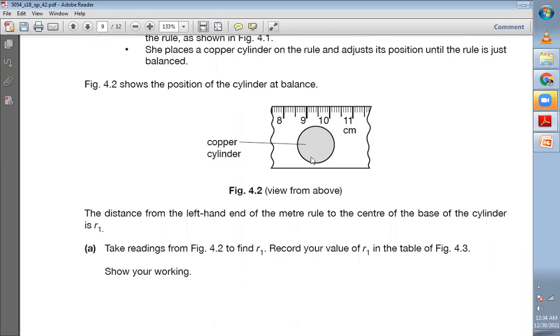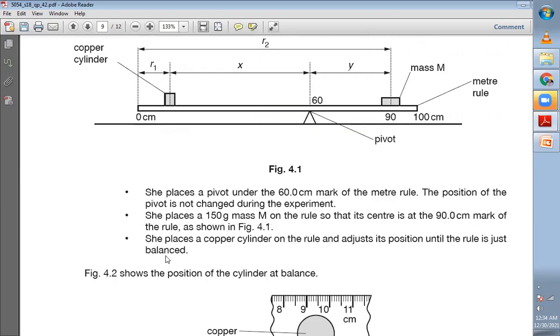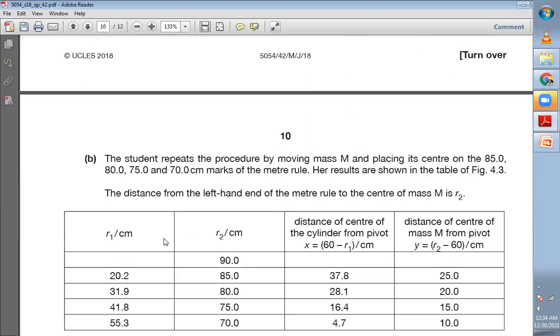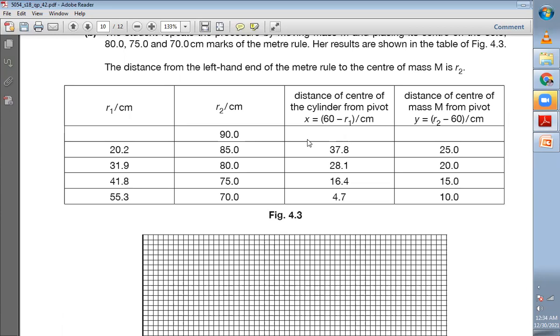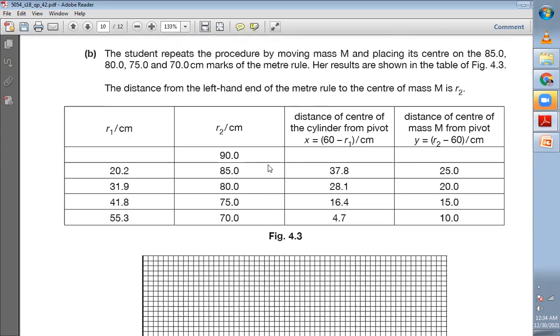So I can tell this is something 9.4, 9.5. Take readings from the figure 4.2 to find R1. Record your value of R1 in the table of figure 4.3. Show your working. So table 4.3 is also here somewhere. Here I have to note down what the X value and the Y value are. So the R1 value will be noted here.